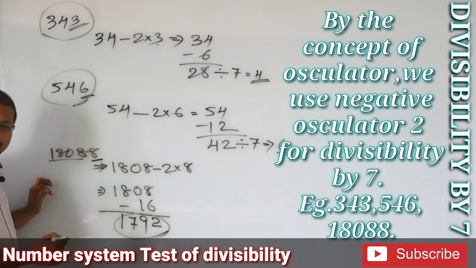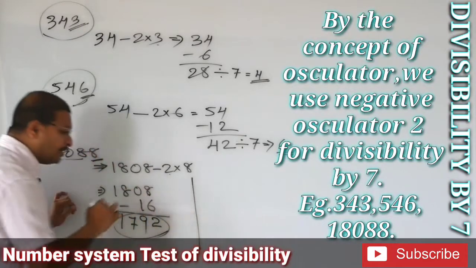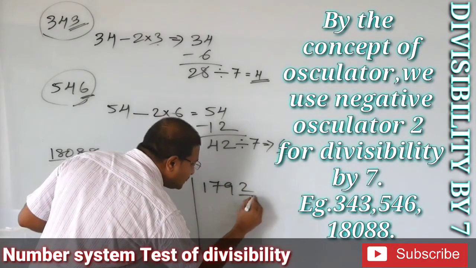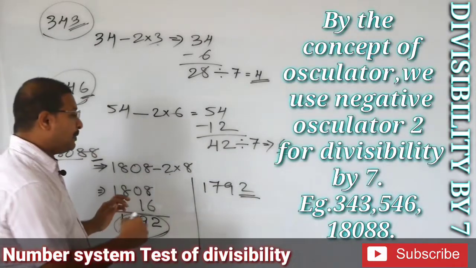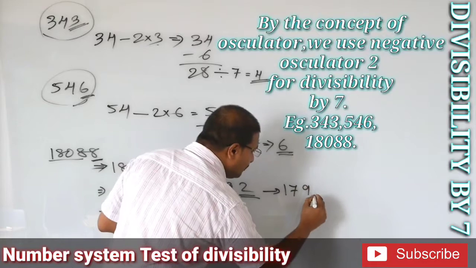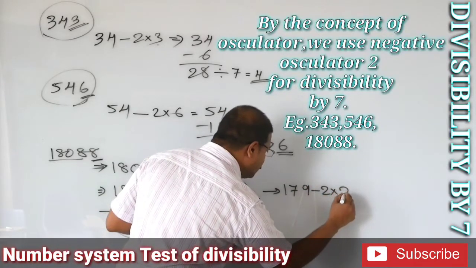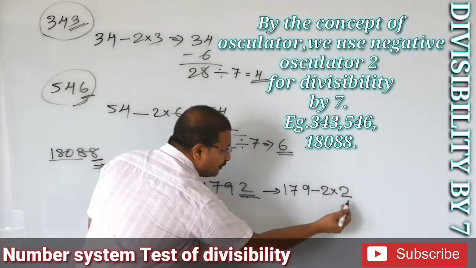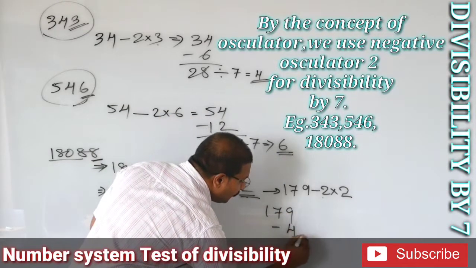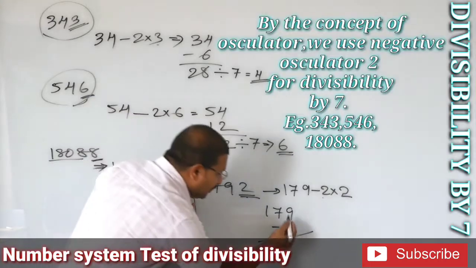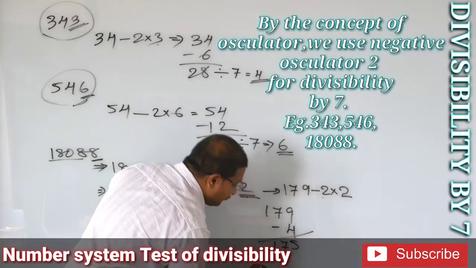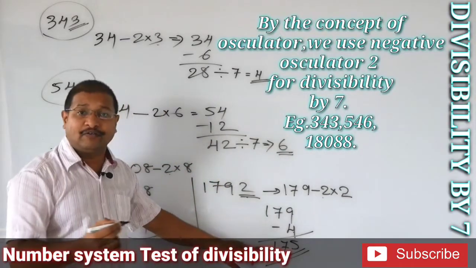That means 1792. It's a little big number. So what will you do? Again, we'll continue the same method. 1792 means the last number will be replaced by the oscillator property. That means you'll write 179 minus 2 into 2. 2 is here and 2 will multiply. That means 179 minus 4. Ready? That means what will you get? 9 minus 4 is 5. Here will be 7 and 1. That means 175.